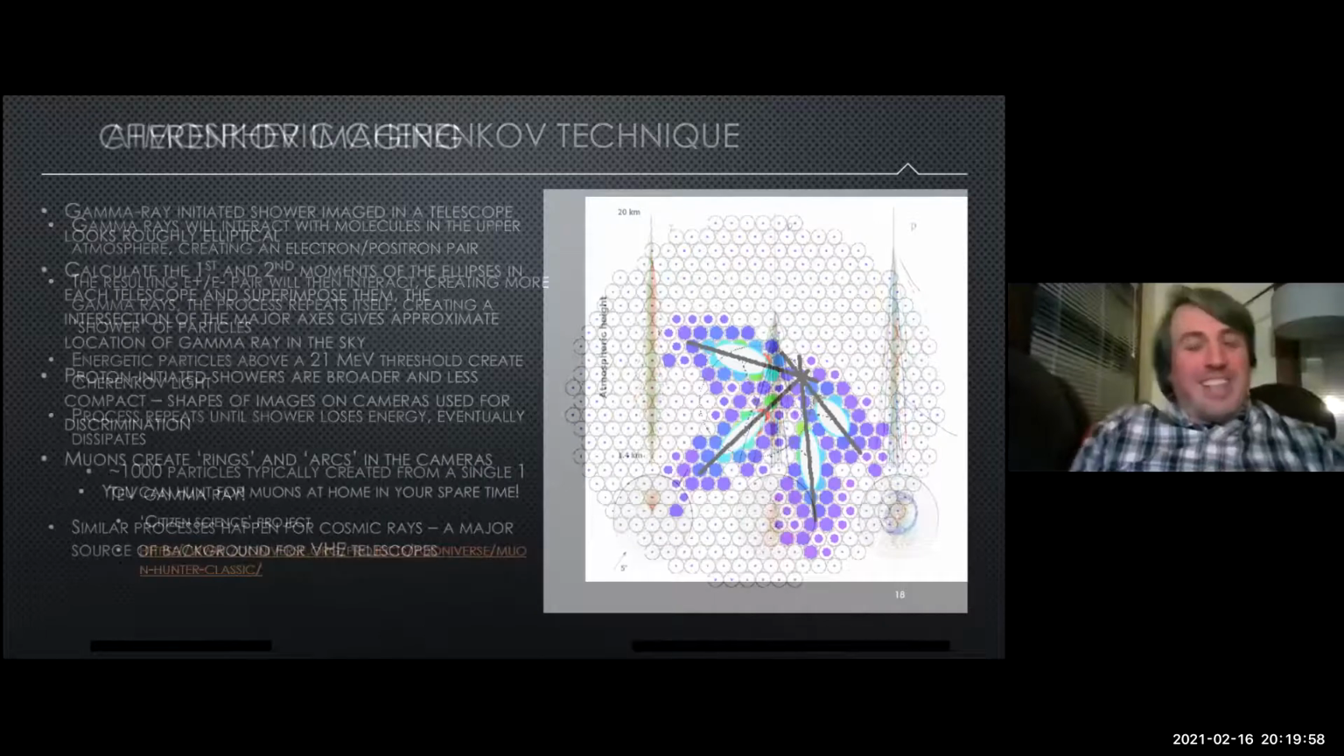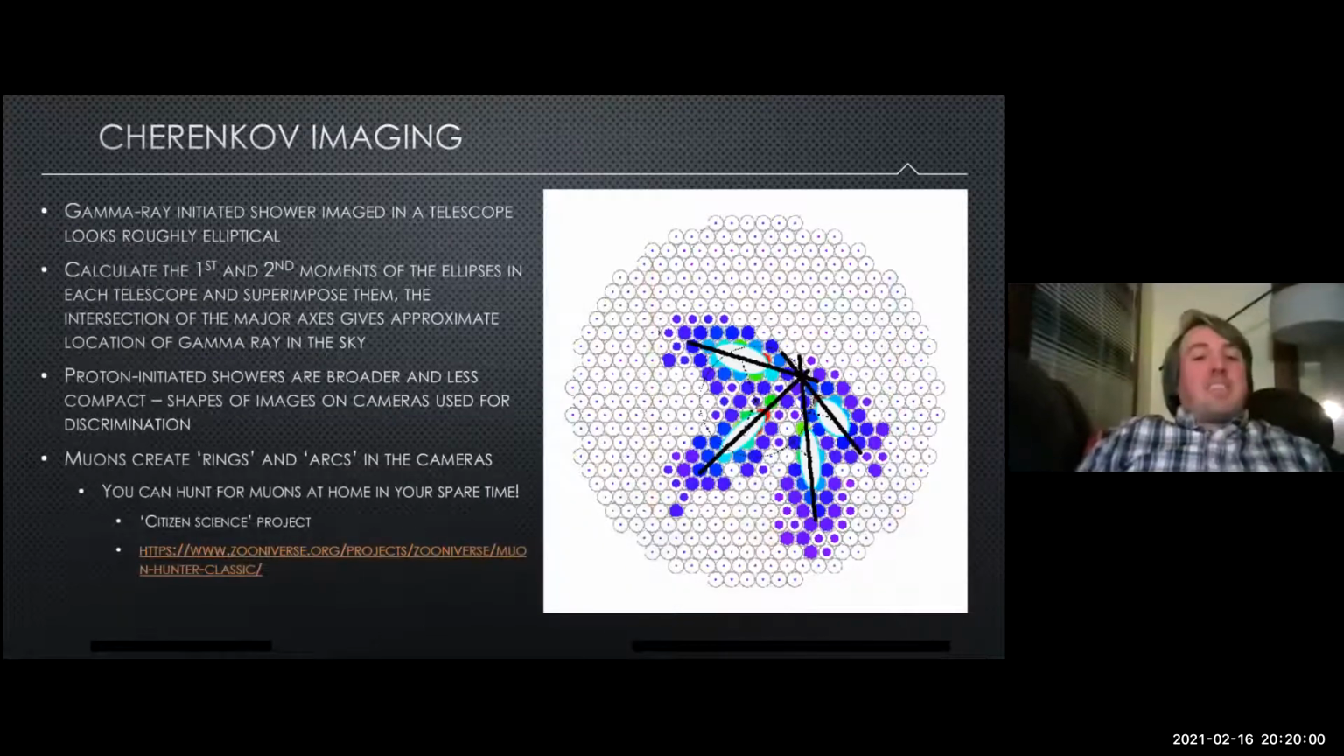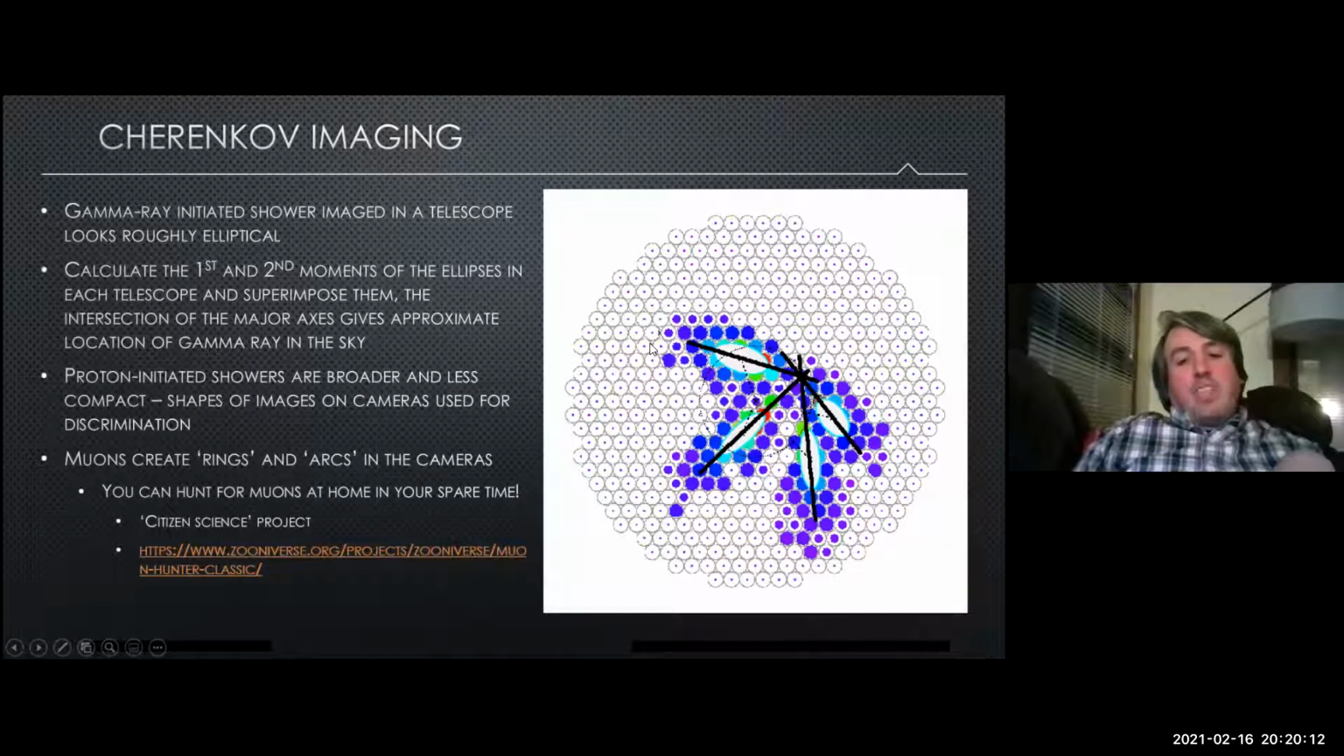Well, for my former colleagues, I say I don't do this anymore. So essentially, this is an image here of one of our cameras. This is actually a simulated camera right here. And these images are roughly elliptical, and then we superimpose the images. Each of these ellipses is from a different camera in the array, and you essentially fit ellipses to them, and where all the points intersect, this is where we can find out where in space the gamma ray actually came from.